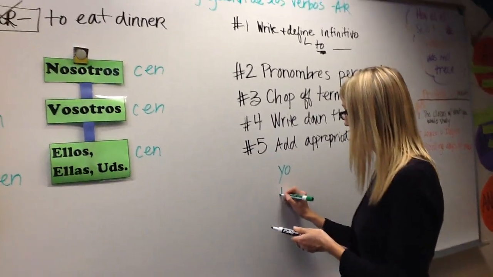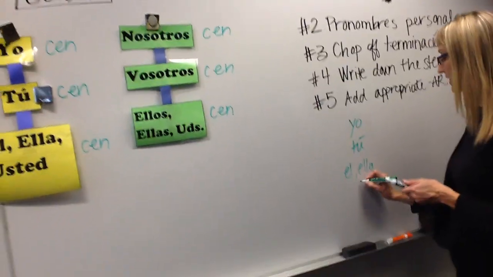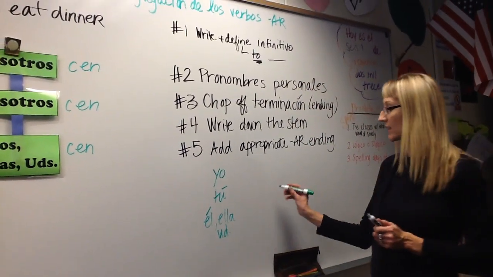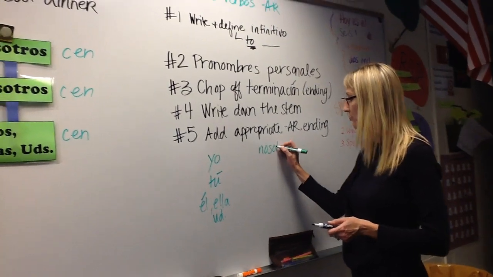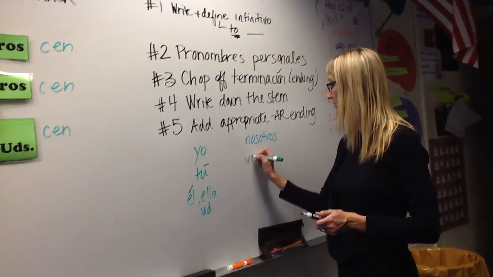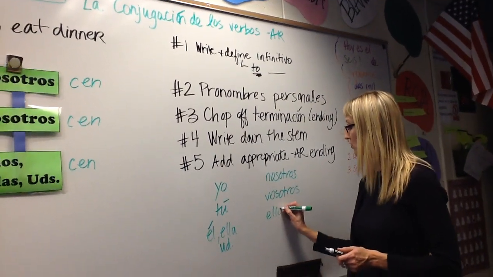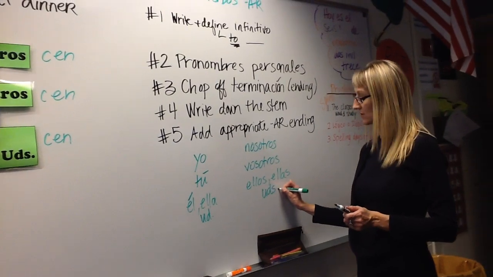Yo, tú, él, ella, usted. Make sure you write down he. And what does Ud. mean? It's the abbreviation for usted. Then we have nosotros, vosotros, and then you have ellos, ellas, and ustedes. Uds., ustedes.